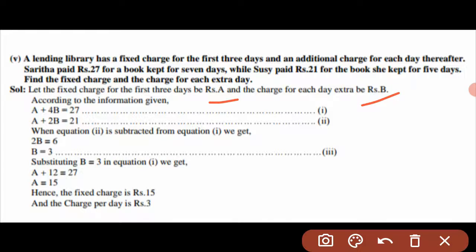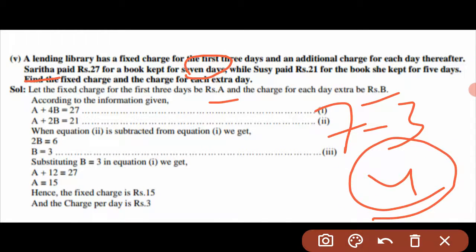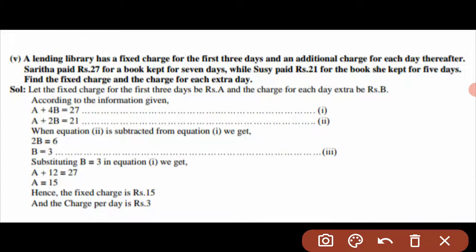So according to this question, in the first case Sarita returned it after 7 days. So for 3 days there was no extra charge. Now 7 minus 3 will be 4, so the charge for 4 days will be taken. The fixed charge was A, and for 4 days the charge will be 4B, and the total money given was 27. So the first equation will become A plus 4B equals 27.